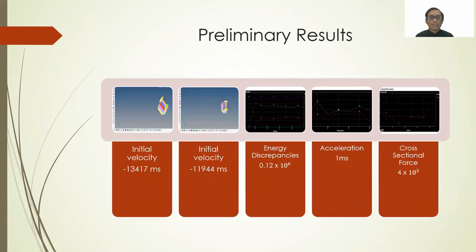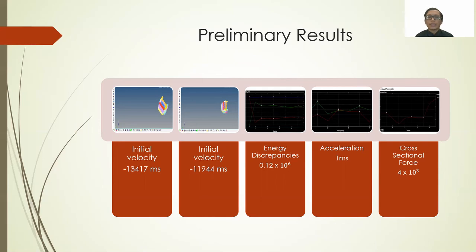Preliminary result. The preliminary results that I got: the first one, initial velocity. When the vehicle is upside down, with the roof on the road, the initial velocity is negative 13,470 millimeters per second. The second one is when the roof is hit like this. The initial velocity is negative 11,944 millimeters per second.